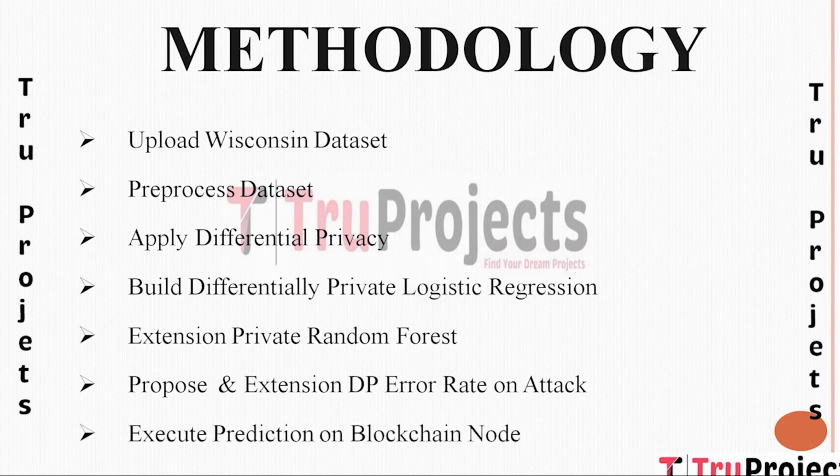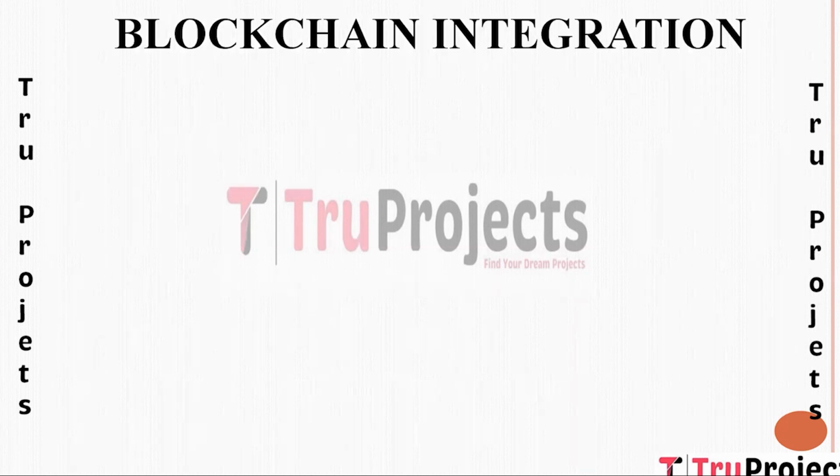Execute prediction on blockchain node. In this phase, the models trained with privacy considerations are deployed onto a blockchain network. Blockchain ensures secure storage and management of these models and facilitates decentralized and tamper-proof prediction processes. The models can be accessed and used by various participants in the blockchain network.